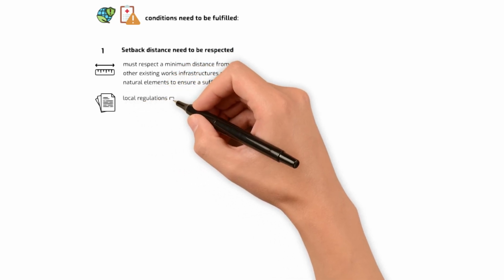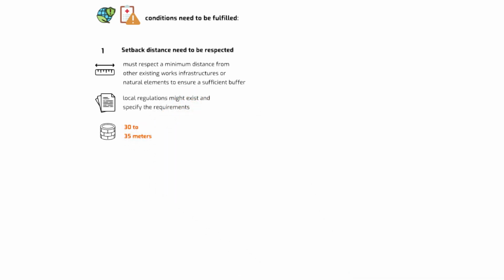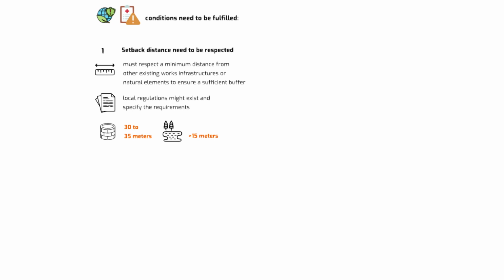Local regulations might exist and specify the requirements. A general rule is, for example, that wells or springs used for water supply should be 30 to 35 meters away from the infiltration point. Lakes, streams, or other water bodies are recommended to be at least 15 meters away from the infiltration point.